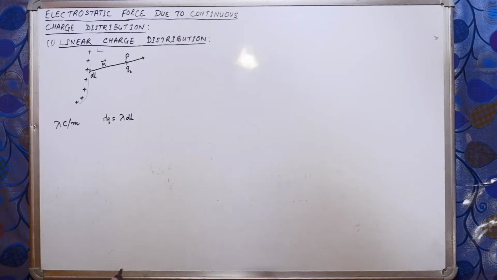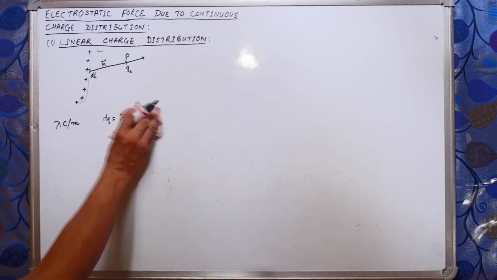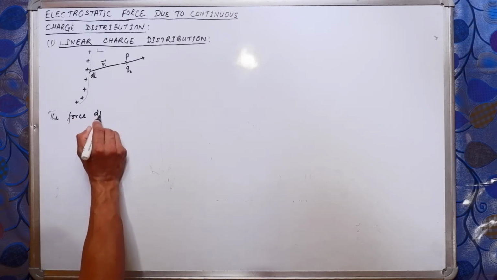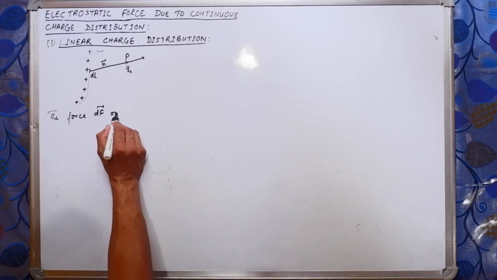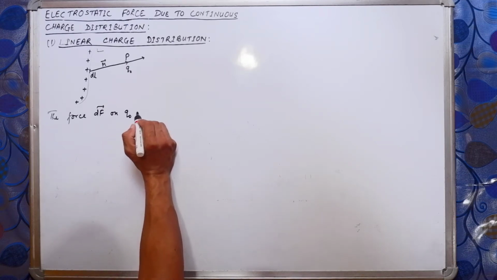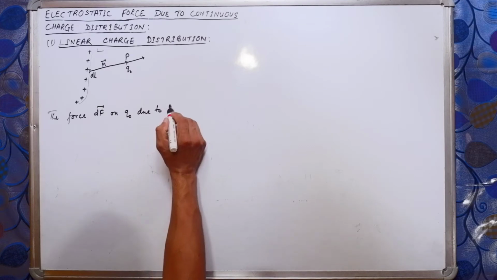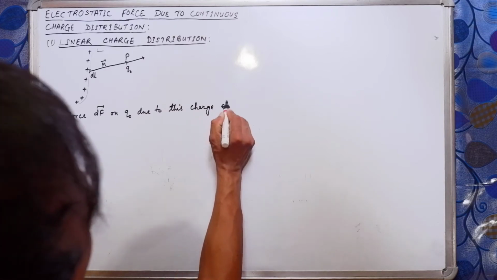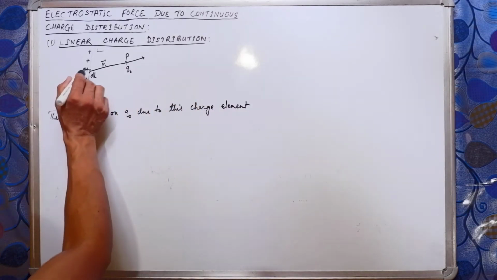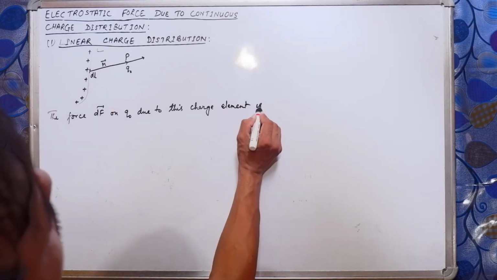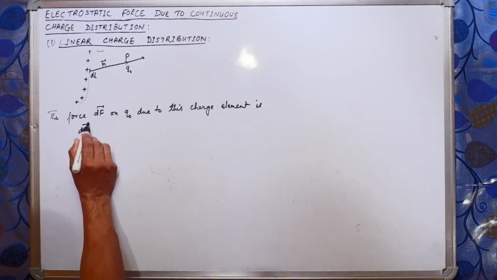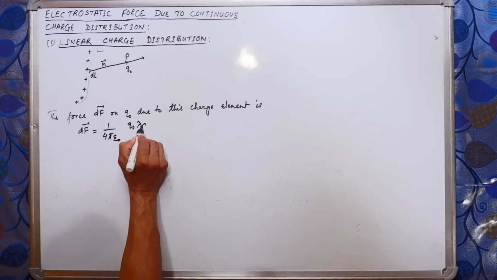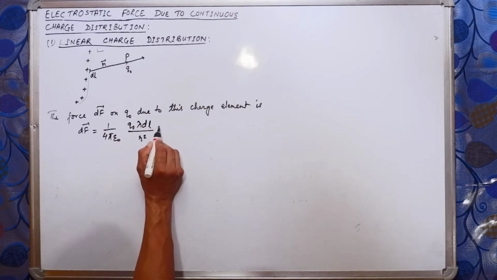Okay, so then we can say the force dF on Q naught due to this charge element dl is given by dF equal to 1 by 4 pi epsilon naught Q naught lambda dl by r square r cap.